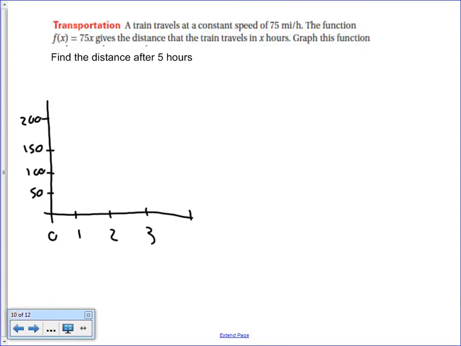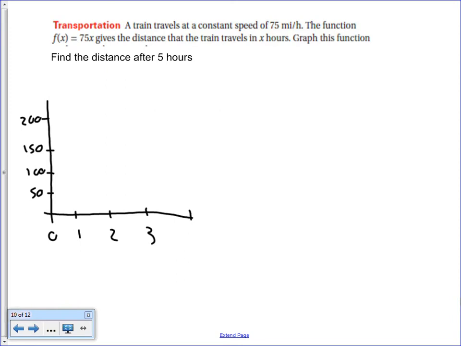So to finish off the video, we're going to talk about some word problems. Now, word problems can be kind of scary, but these ones are really not too bad. So, transportation application. A train travels at a constant speed of 75 miles an hour. The function f of x equals 75x gives the distance that the train travels in x hours.